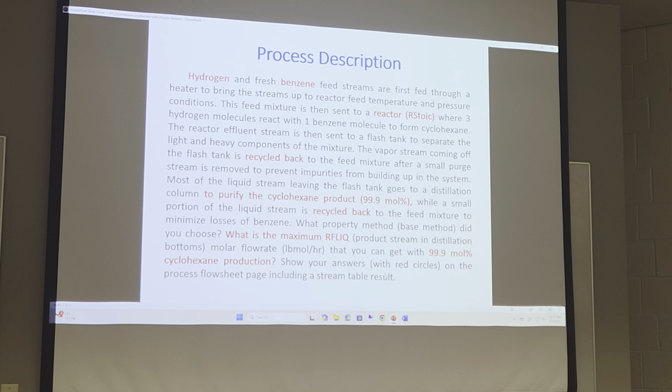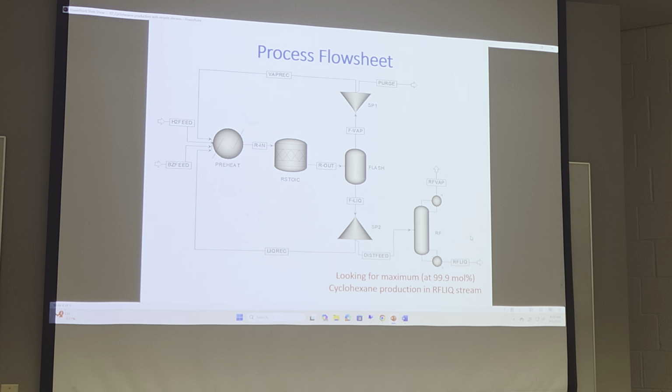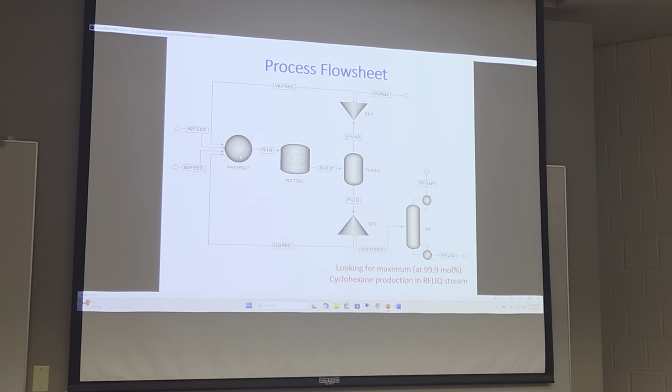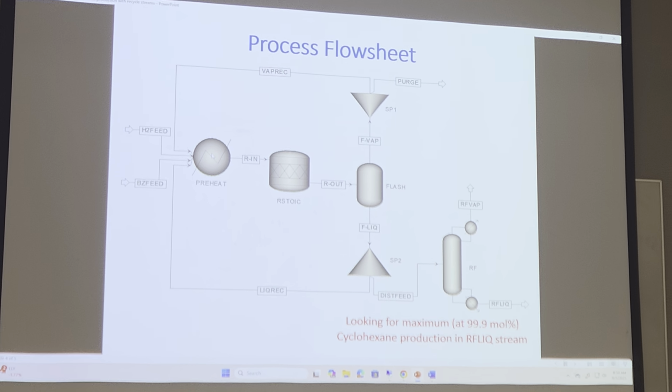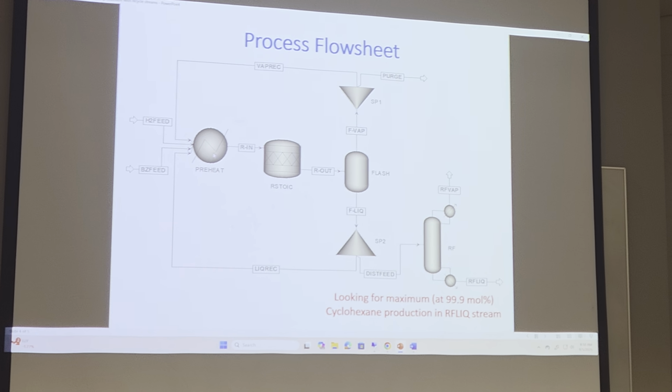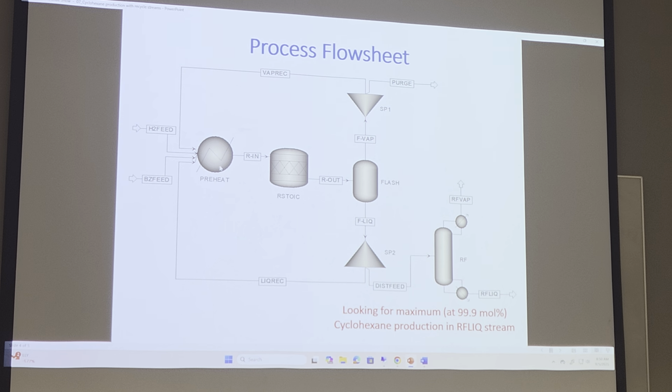Show your answers with red circles on the process flow sheet page, including a stream table result. So if you look at this process flow sheet, we have the hydrogen feed stream and the benzene feed stream fed through this heater. We can use it as a heater or as a cooler too. Why is preheat or a heater used? We want to increase this low feed stream temperature to reaction temperature.